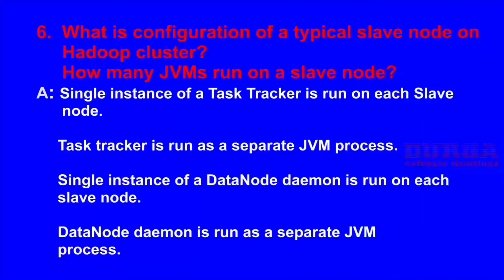What is the configuration of a typical slave node on a Hadoop cluster? How many JVMs run on a slave node? A single instance of a TaskTracker is run on each slave node. TaskTracker is run as a separate JVM process. A single instance of the DataNode daemon is run on each slave node. The DataNode daemon is run as a separate JVM process.